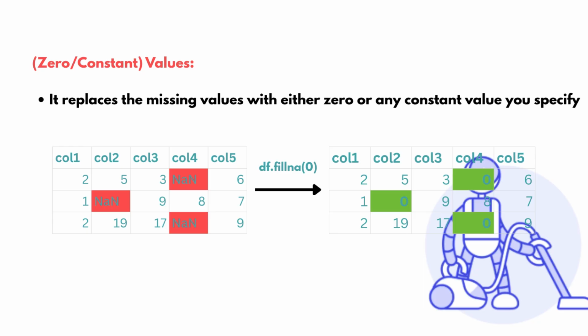But again, it should only be used when 0 or that constant actually makes sense, like when 0 indicates no value, no transaction, or no observation. But remember, while it's easy to apply, using 0 might distort your data distribution if the variable's natural range doesn't include 0. So, it should be used only when 0 is a meaningful default, like a no purchase or no attendance situation.